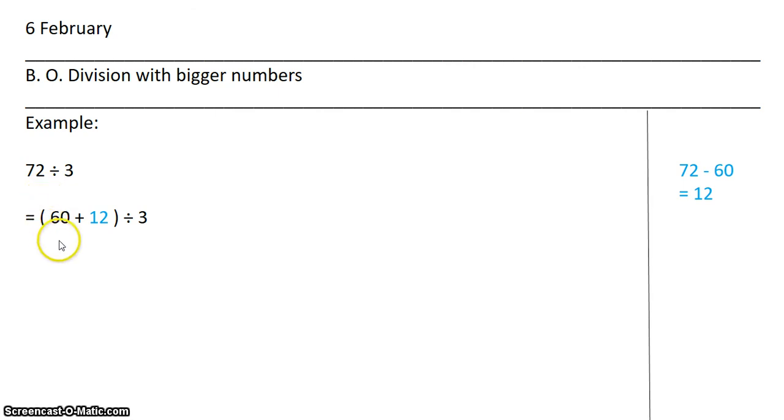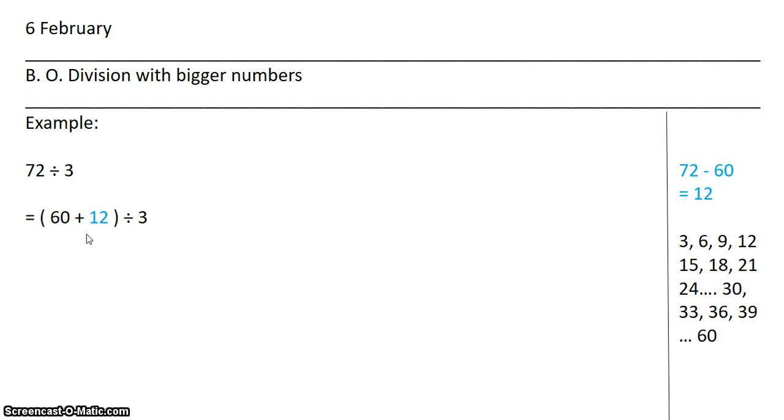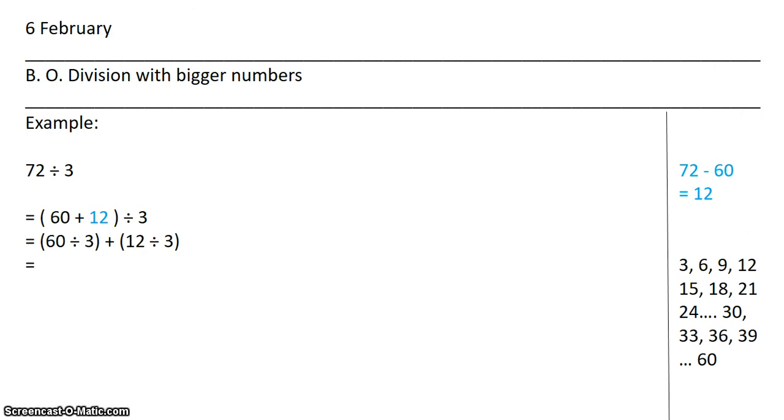Now we write our sum out with each of these numbers in their own bracket. There we go. Each of these numbers in their own bracket. So our first bracket is 60 divided by 3, and our second bracket is 12 divided by 3. Then we can use our margin space to write out the multiples of 3 up to 60. But that could take quite a long time.